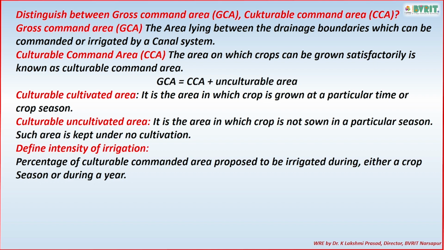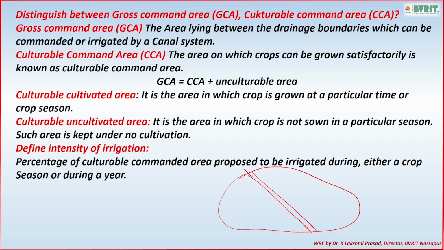Distinguish between gross command area and culturable command area. Gross command area means the area lying between the drainage boundaries. Suppose these are the drainage boundaries, and this is the canal system. The area lying between the drainage systems which can be commanded, which can be irrigated by this canal system, is the gross command area.